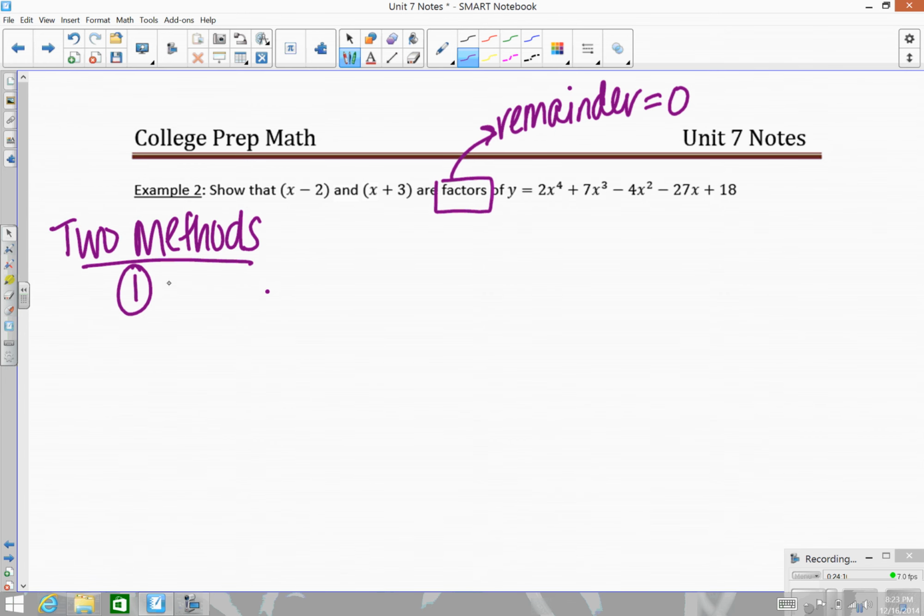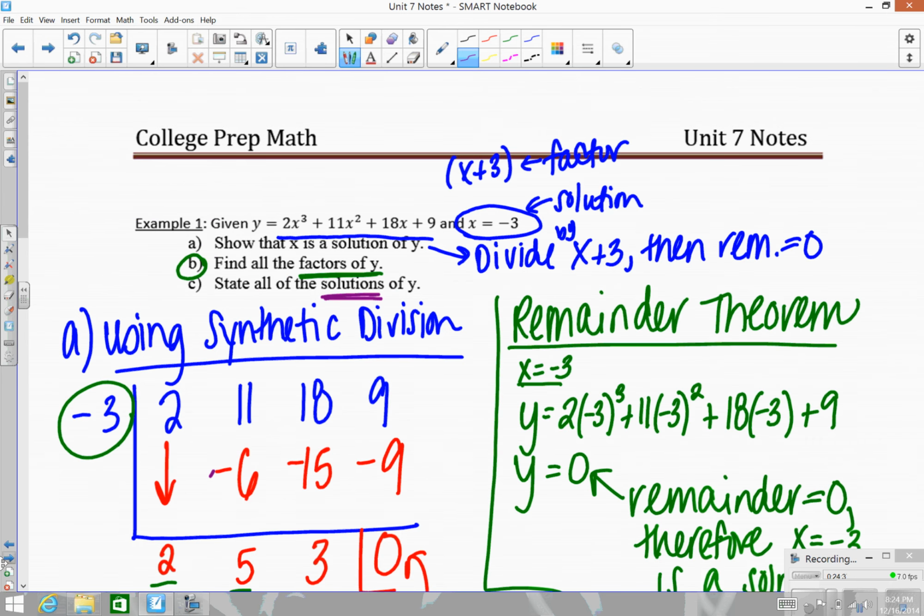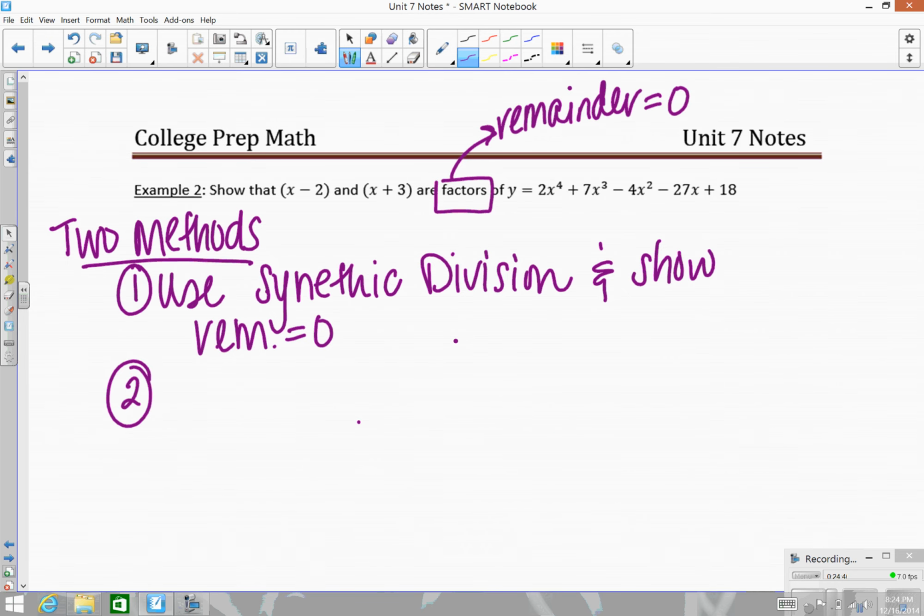You can either use synthetic division and show that the remainder equals 0. Or the other method that you could use is to use the remainder theorem like I did in that last problem. So basically the two methods I'm writing down are the two methods that I did here. I use synthetic division, or you use the remainder theorem and you plug in the opposite numbers and show that you get 0.